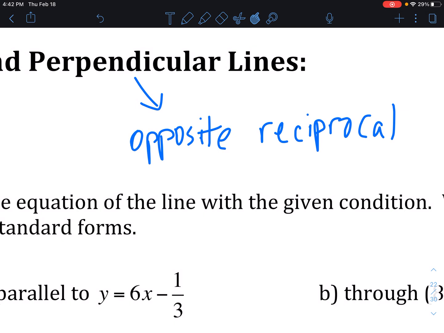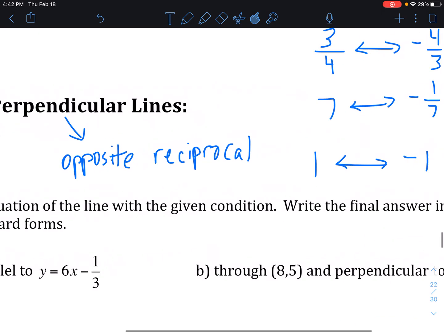What does that mean? The word opposite means the sign is different. If one's positive, perpendicular would be negative, and vice versa. And the word reciprocal means it would be the number upside down. So, for example, 2 over 3 versus 3 over 2. So those are reciprocals of each other.